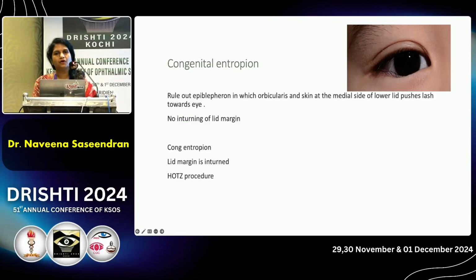Congenital entropion, always rule out epiblepharon before going for any surgical intervention. In epiblepharon, there is no actual inward turning of the lid margin. Congenital entropion can be managed by Hotz procedure. Here, an ellipse of skin and orbicularis is removed just below the punctal area, and the lower lid retractors are sutured to the lower end of the tarsal plate.